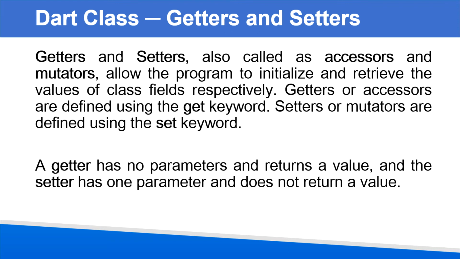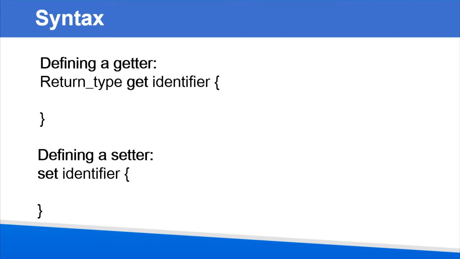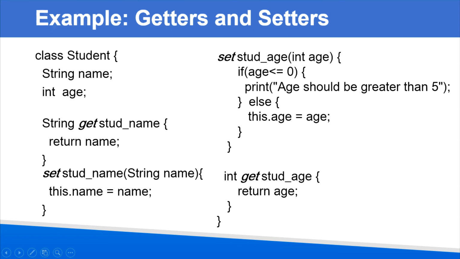A getter has no parameters and returns a value. And the setter has one parameter and does not return a value. So here is the syntax of a getter: return type, get, identifier. For the syntax of a setter: set, identifier. Example. So we created a class Student and we define two fields, which are String name and int age.